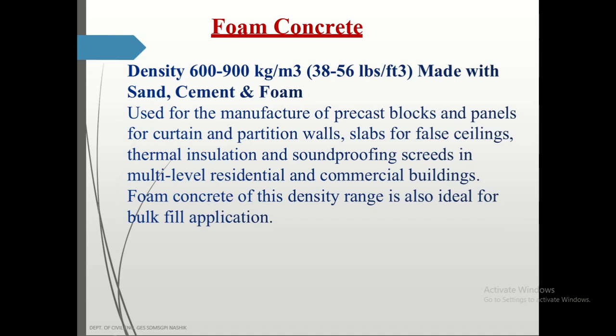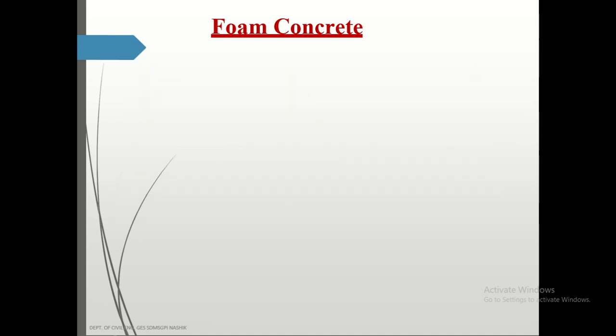panels for curtains and partition walls also we can make from this foam concrete, slab for false ceiling, thermal insulation, soundproofing screeds in multi-level residential and commercial buildings like Cinemax, PVR, where we can use that partition wall, and that partition wall and curtains and false ceiling are also made up of foam concrete. Okay, so foam concrete of this density range is also ideal for bulk fill application. If we have to fill any bulk area, there we can use foam concrete. Okay, this is foam concrete having density 600 to 900.